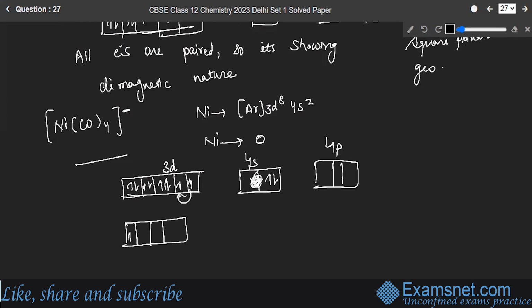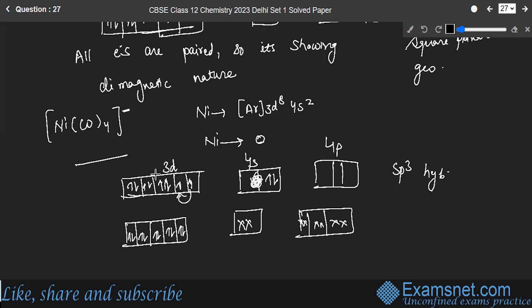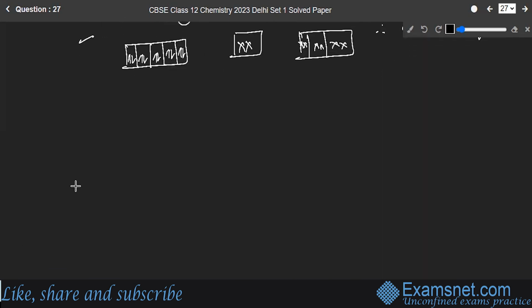1, 2, 3, 4, and 5. Here will be XX, and this is showing sp3 hybridization. Therefore, it has tetrahedral geometry. All the electrons are paired. Therefore, it is diamagnetic in nature. Hope you got that.